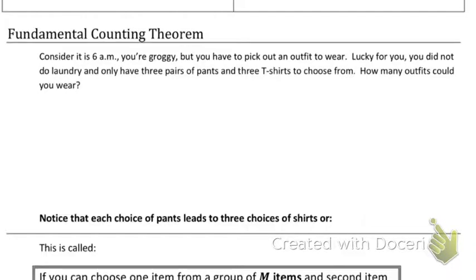Today's lesson is a little bit easier. A lot of it has to do with kind of common sense stuff. So consider it 6 a.m., you're groggy, but you have to pick out an outfit to wear. Lucky for you, you didn't do laundry and you only have 3 pairs of pants and 3 t-shirts to choose from. I'm going to make your life even easier. One of your shirts is stinky, so we're just going to say you only have 2 t-shirts. We don't need to go all the way to 3 t-shirts to choose from. How many outfits could you wear?